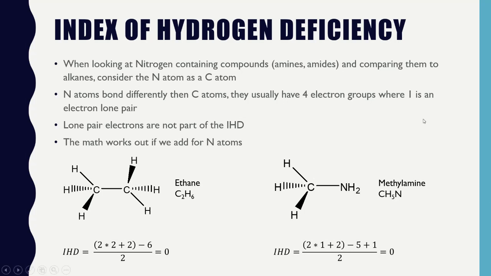All right, are there any questions about this so far? One thing I do want to point out is that if you did not get a whole number for an IHD calculation, you messed up somewhere. You should always get a whole number. It should also always be positive. It'll be 0 or positive.